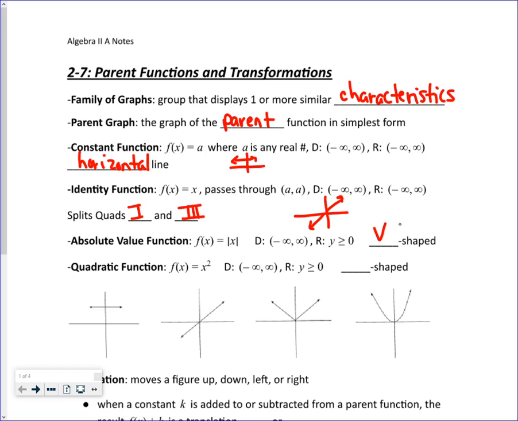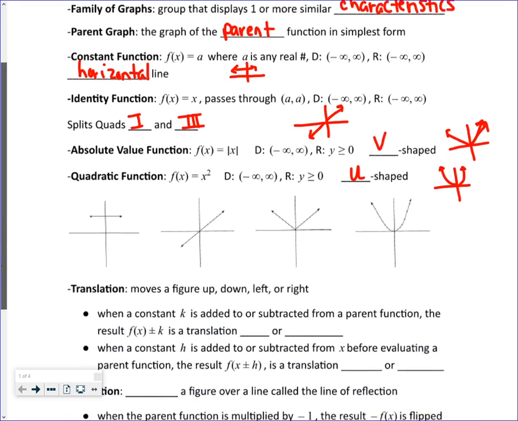Everybody okay with that? So that absolute value function, I'm just going to graph it here real quick. Make that a real sharp V. Okay? And again, we'll make them prettier on the back. Don't worry about that yet. Quadratic function, f of x equals x squared. Your domain is all reals again. And y is greater than or equal to 0. It's a U shape. Quadratic is a U shape, which you guys did in Algebra 1. It's been a while, but you did do it. Okay?